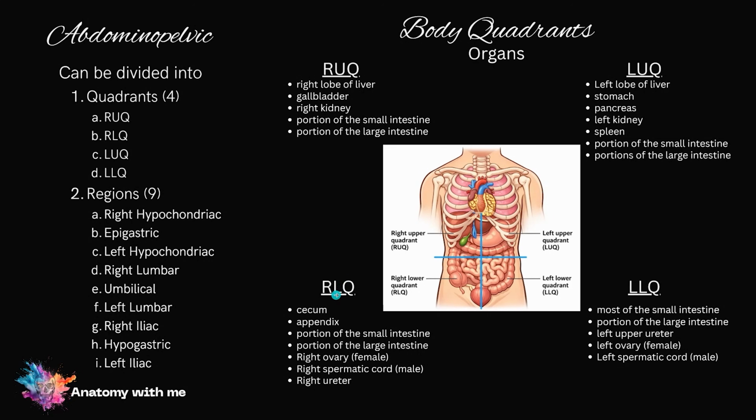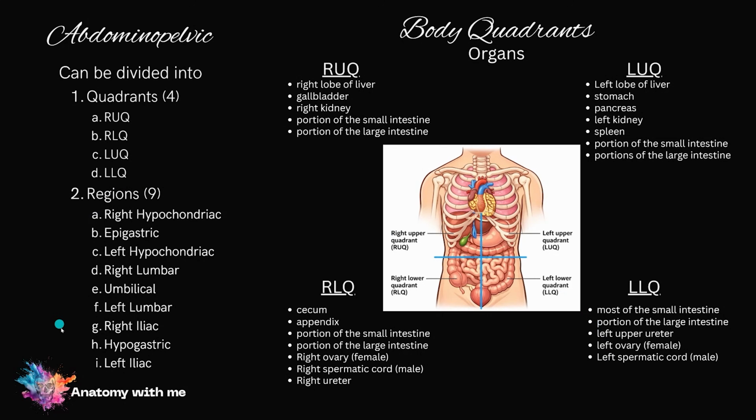In the right lower quadrant, you have the cecum, appendix, portions of the small intestine and large intestine, right ovary in females, right spermatic cord in males, and right ureter. In the left lower quadrant, most of the small intestine can be found here, portions of the large intestine, left upper ureter, left ovary in females, and left spermatic cord in males.